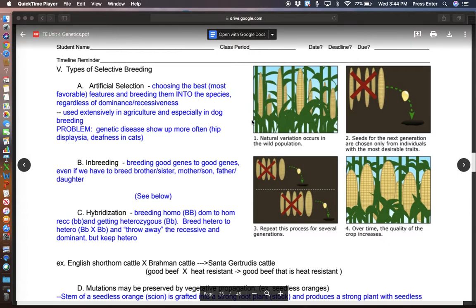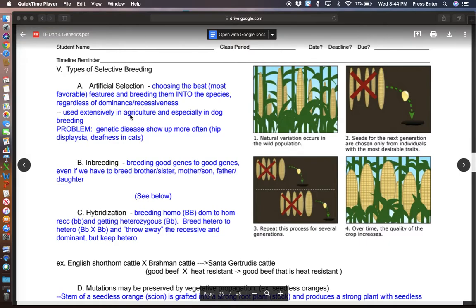Okay, so if you want very tall corn or very long ears of corn with a lot of seeds, you're not going to take the little tiny seed and breed it with the large seed. You want to breed the best with the best. It's used extensively in dog breeding as well.